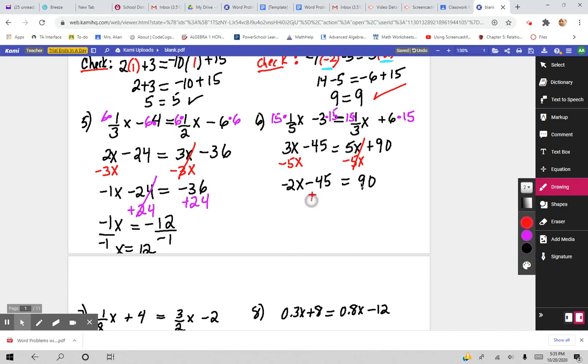We'll add 45 to both sides. And we'll have negative 2x equals 135. Divide both sides by negative 2. Okay, this is going to be DSN because one number is positive and one number is negative. That means the answer is going to be negative. So it's going to be negative 67 and a half. Okay?